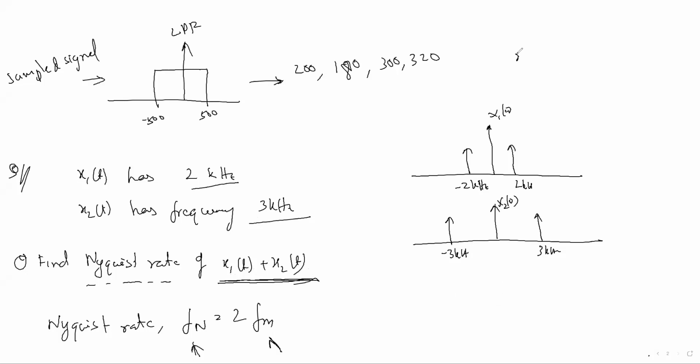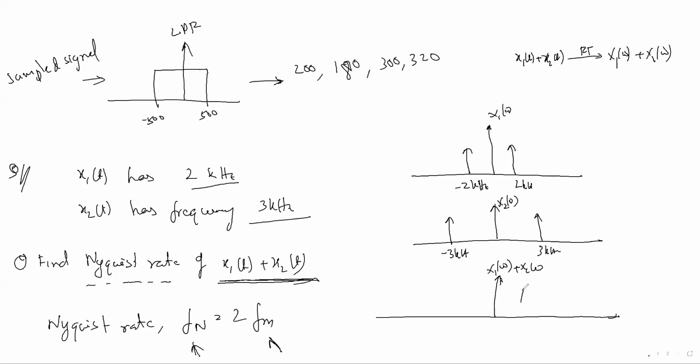So x1(t) plus x2(t), if you take the Fourier transform, is nothing but x1 of omega plus x2 of omega. In the frequency domain of this sum signal, x1 of omega will come plus x2 of omega. So we have to sum these two spikes. This is for 2 kilohertz, this is 3 kilohertz, minus 2, minus 3.